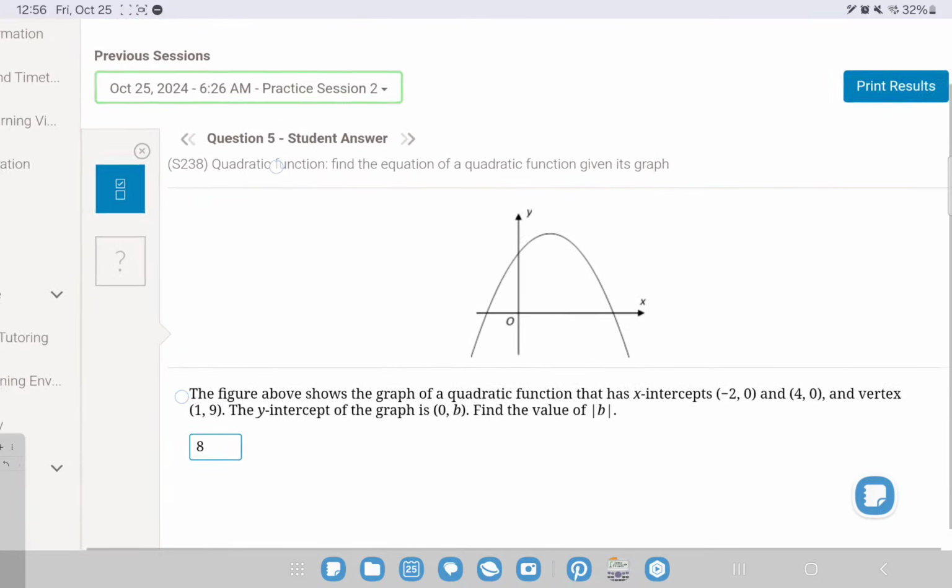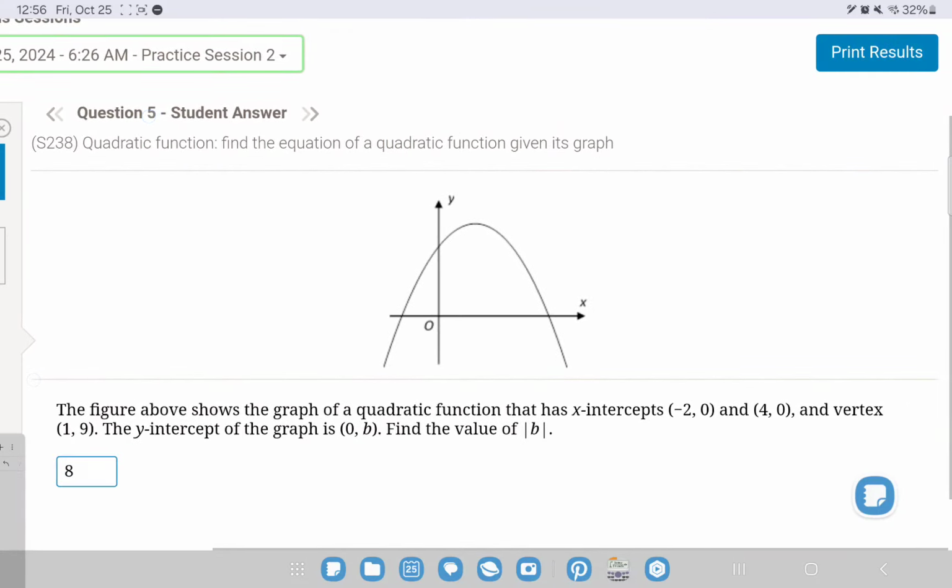Okay. This question is like a puzzle. It's like a game. We're gonna solve it. It's not that hard. Okay. So this figure shows us a graph of a quadratic function that has our x-intercepts as (-2, 0) and (4, 0). And the vertex is (1, 9). So they gave us half our equation. And the y-intercept is this. They want you to find b.